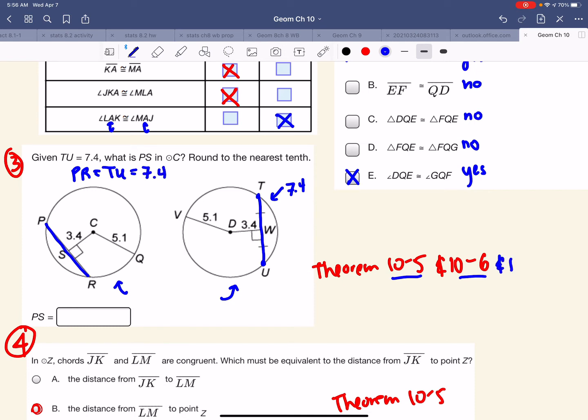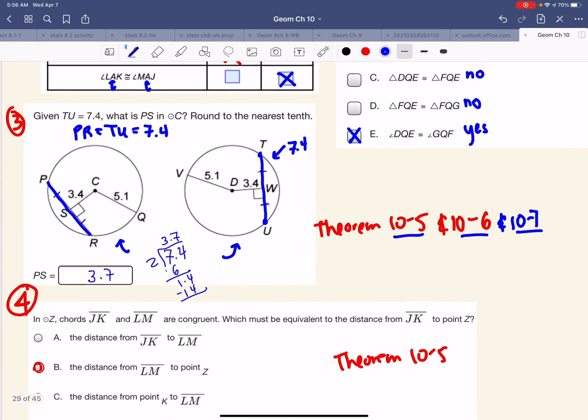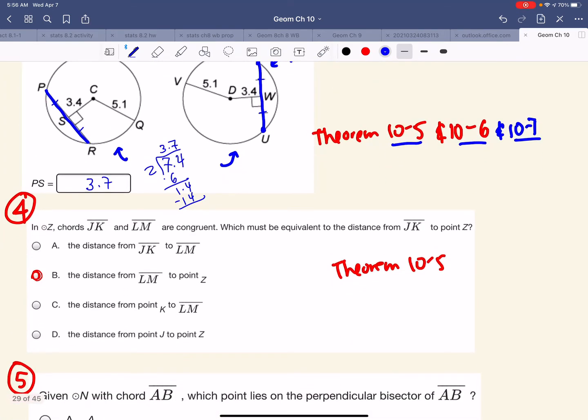I could even list theorem 10.7 here. We know that with this setup, this would have to be bisected, meaning this was cut into equal pieces, this was cut into equal pieces. So because they're asking for PS, half of that piece, we're just going to cut that in half. So I get 3.7. Nice. All right, question number four.